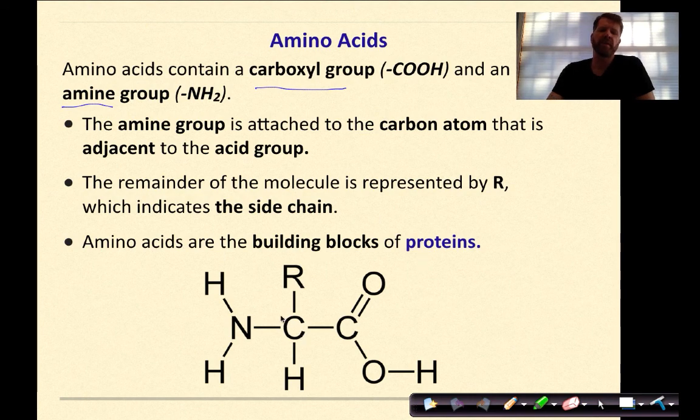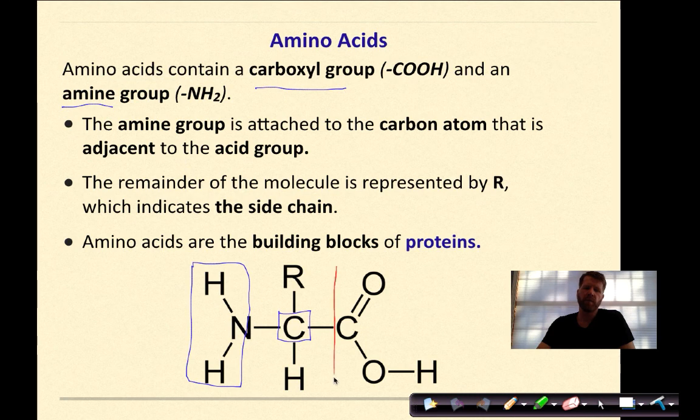So here we have a central carbon atom. We have an amine group here. We have a carboxyl or acid group here, and we have an R group indicating one of the 20 specific amino acid side chains. Finally, we have a hydrogen atom bonding to the central carbon, and that is the basic structure of an amino acid.